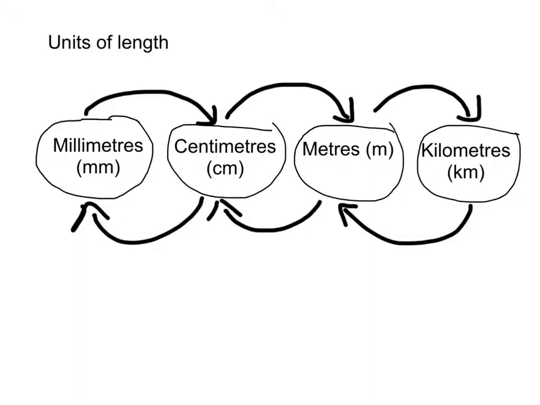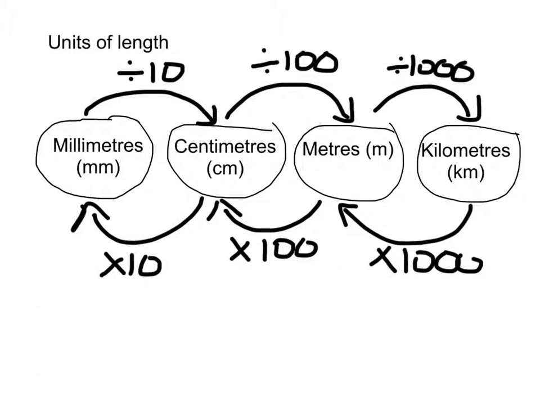We can convert in between these units of length by either multiplying or dividing. For example, if we want to convert millimetres to centimetres, we need to divide by 10. If we then want to convert centimetres to metres, we divide by 100. If we want to convert metres to kilometres, we divide by 1,000.